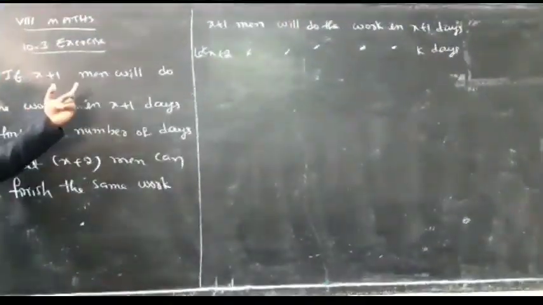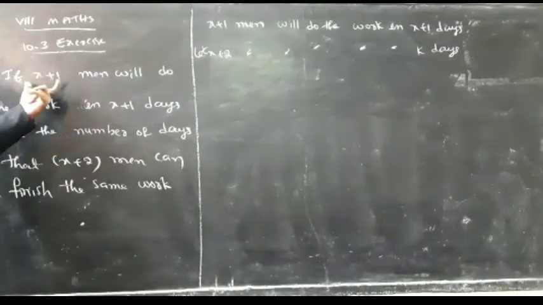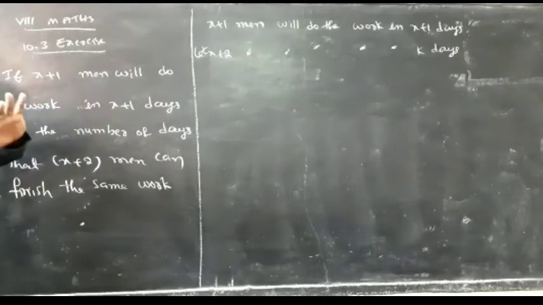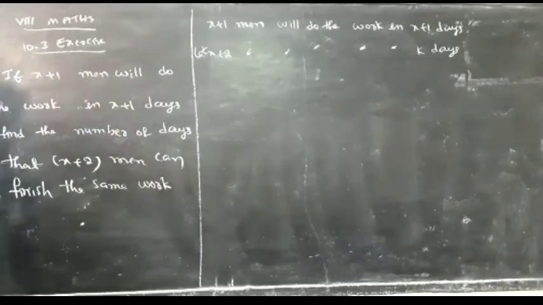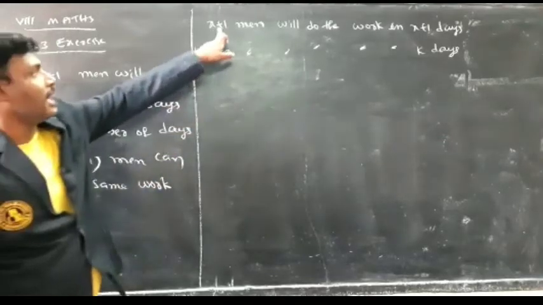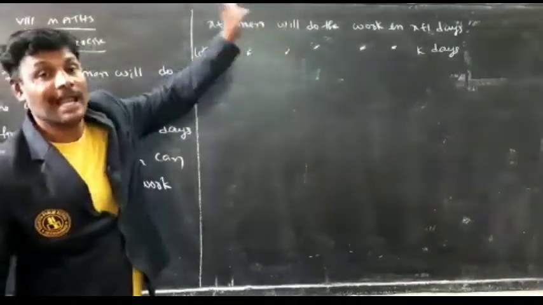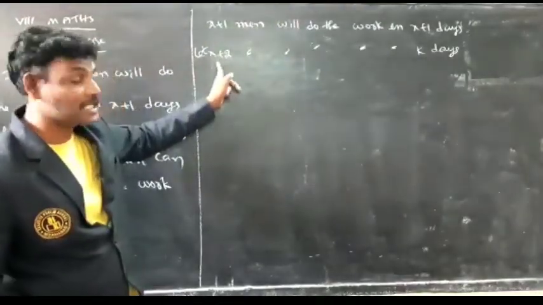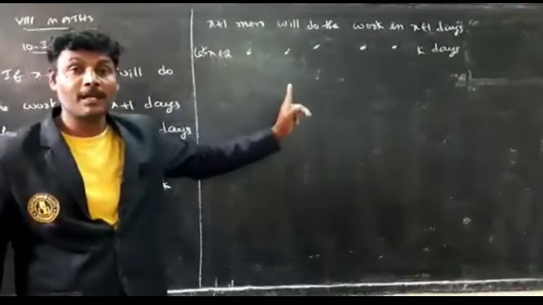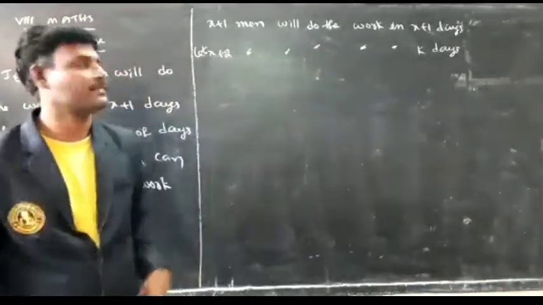If x plus 1 men will do the work in x plus 1 days. Here x plus 1 members can complete the work in x plus 1 days. Find the number of days that x plus 2 members can complete the work. Okay. Here x plus 1 members are completing the work in x plus 1 days. Let x plus 2 members complete the same work in k days.